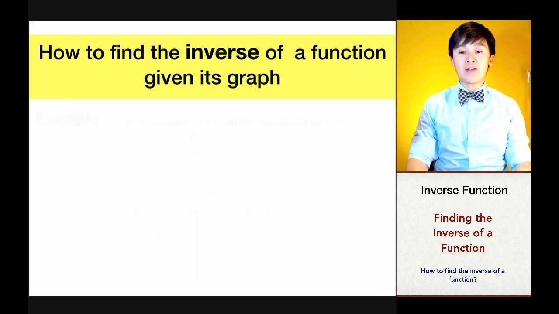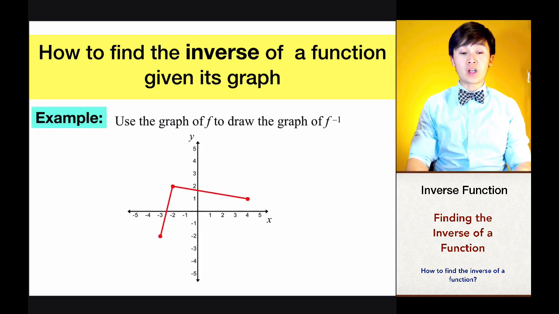So let's say we have a graph given by this function, which is the red graph that you are seeing right now. So to find the inverse of this function, notice that we don't have the equation nor the values of x and y. We're going to be using our graph in reflecting it along y is equal to x. So the diagonal line that you're seeing is the function y is equal to x.